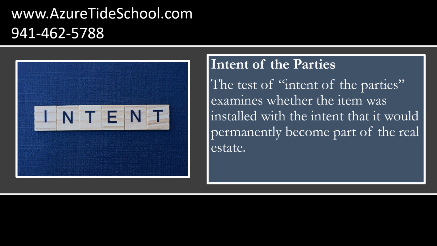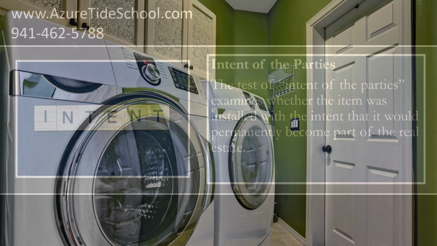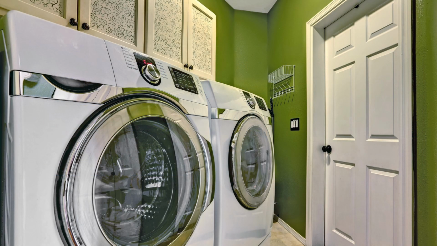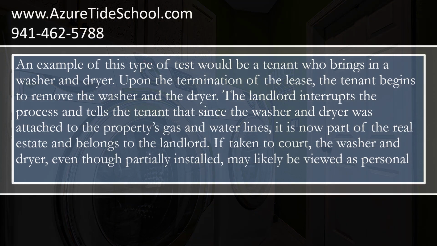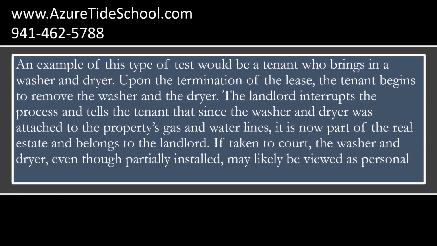Intent of the parties. The test of intent of the parties examines whether the item was installed with the intent that it would be permanently part of the real estate. An example of this type of test would be a tenant who brings in a washer and dryer. Upon the termination of the lease, the tenant begins to remove the washer and dryer. The landlord interrupts the process, telling the tenant that since the washer and dryer are attached to the property's gas and water lines, it is now part of the real estate and belongs to the landlord.